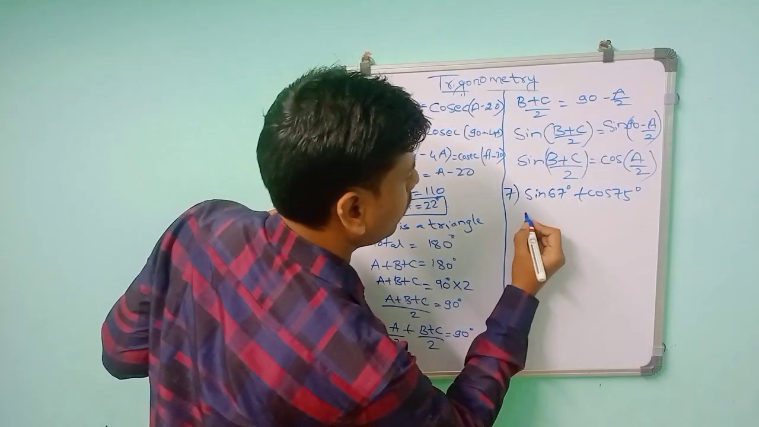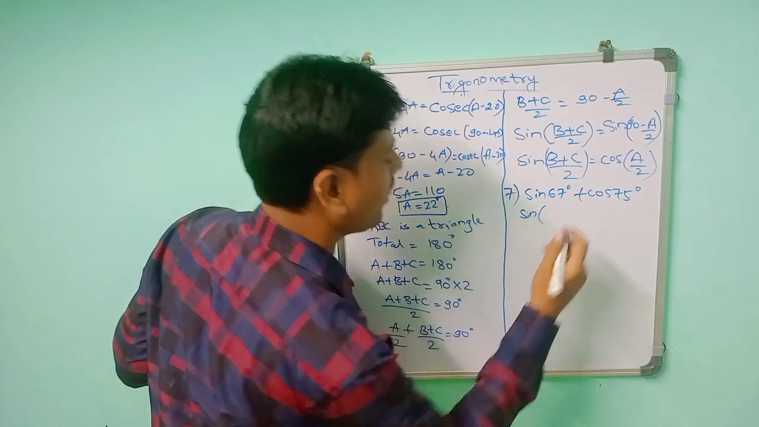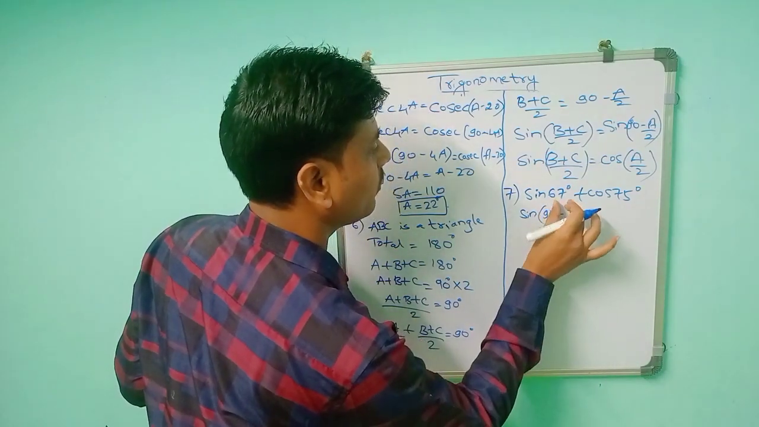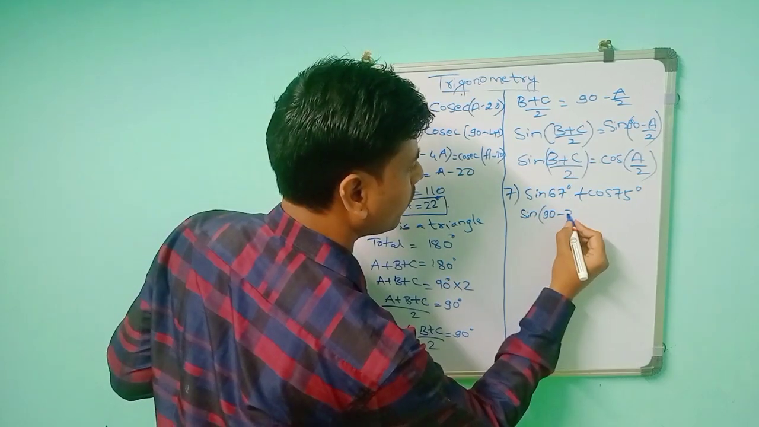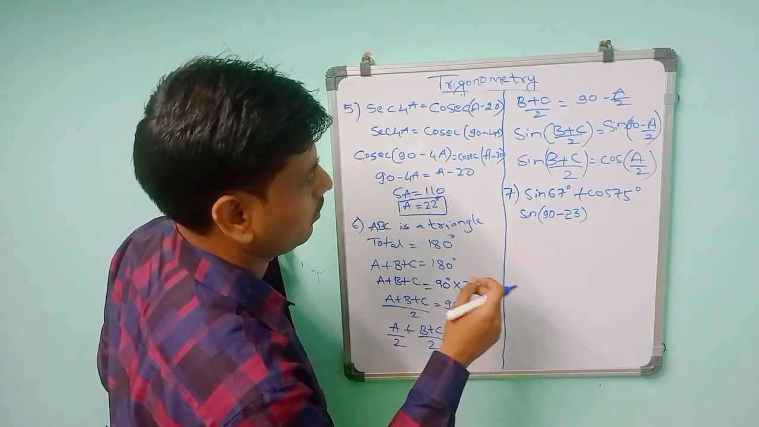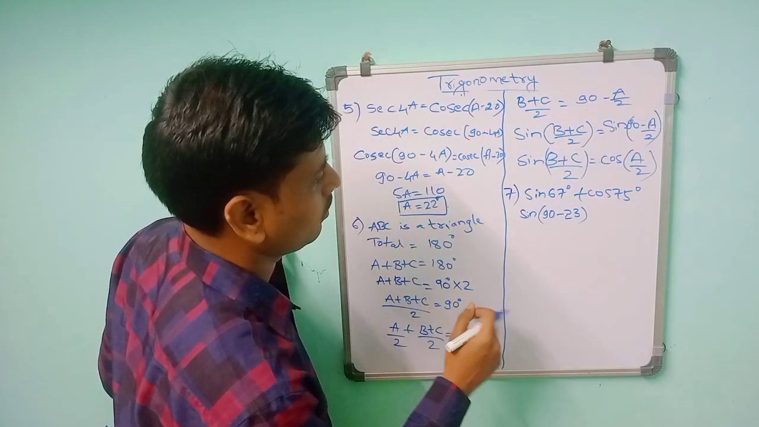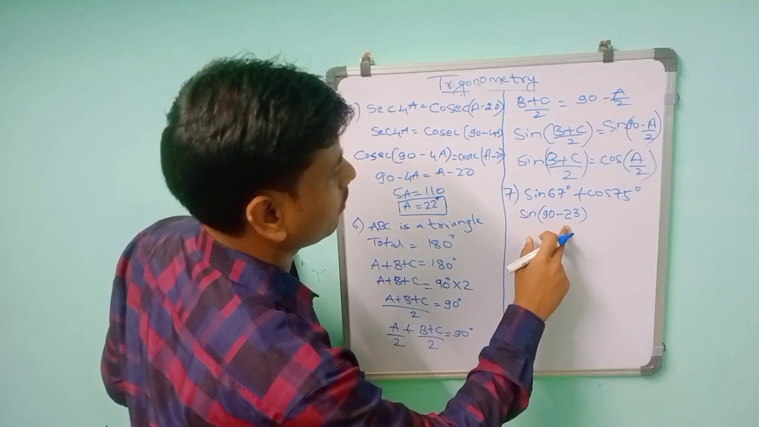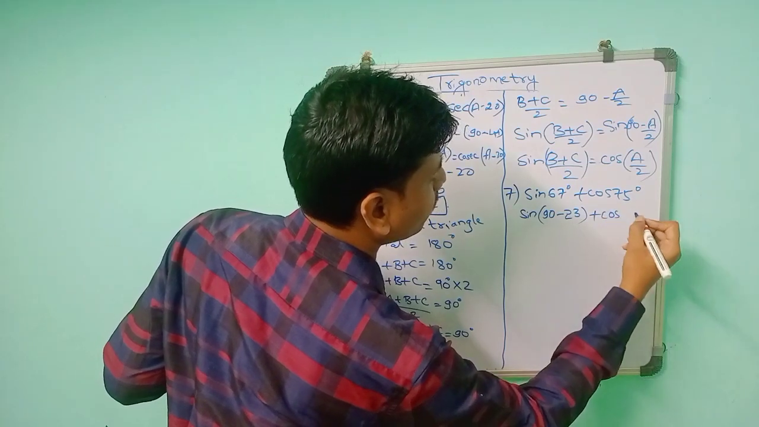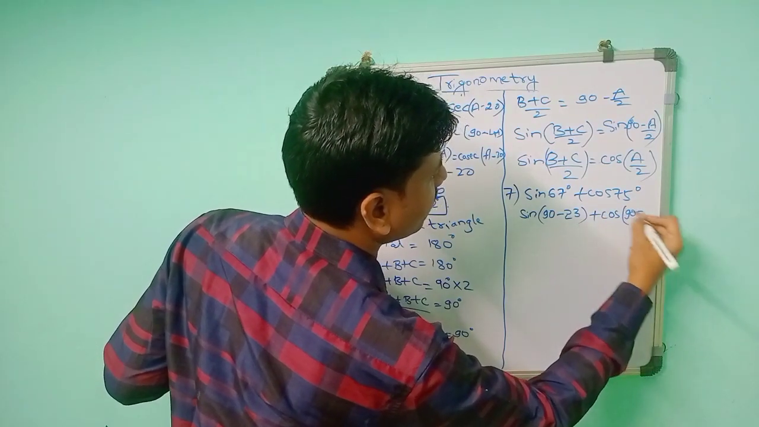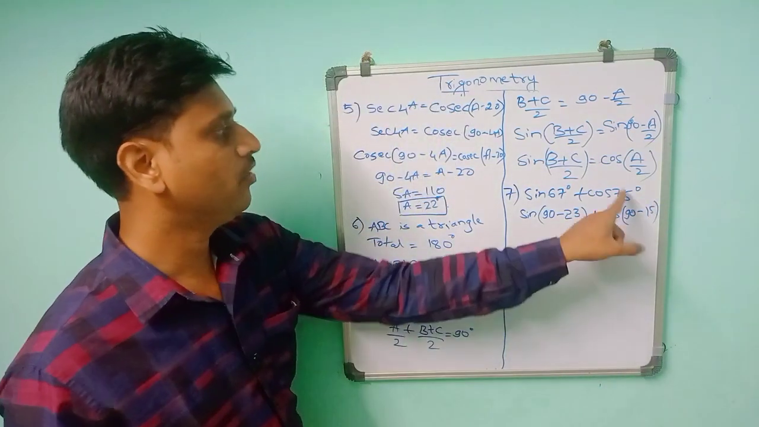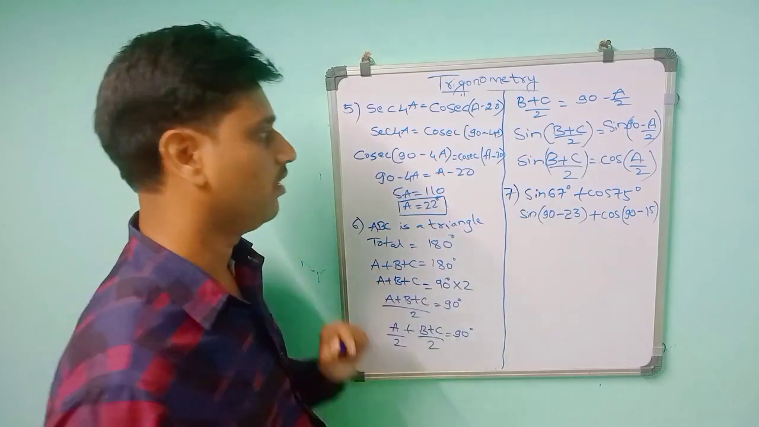So if you clearly observe this sine, I'll write it in terms of 90. So sine of 90 minus something; to become 67, what do we have to take? 90 minus 23. So sine of (90 minus 23), plus cos of, in terms of 90 again, 90 minus 75. To make 75 you have to subtract 15, so 90 minus 75 is 15. So 90 minus 67 is 23. Like that you can also take.